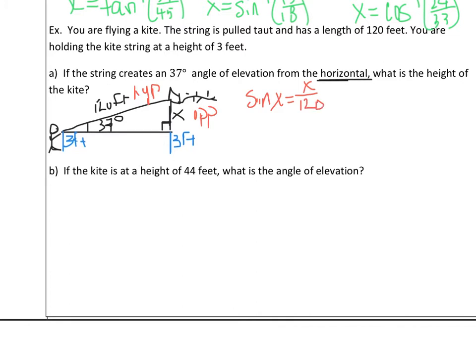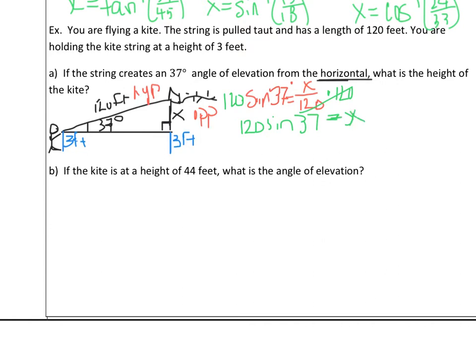Wait, why did I put an x there? I need this to be 37. I'm so silly. See, you guys would have caught me in class. So it's really supposed to be sine of 37 equals x over 120. Now I'm going to solve. I want x by itself, so I'll multiply both sides by 120. So I'll have 120 times the sine of 37 equals x, which will give me part of the height I need.